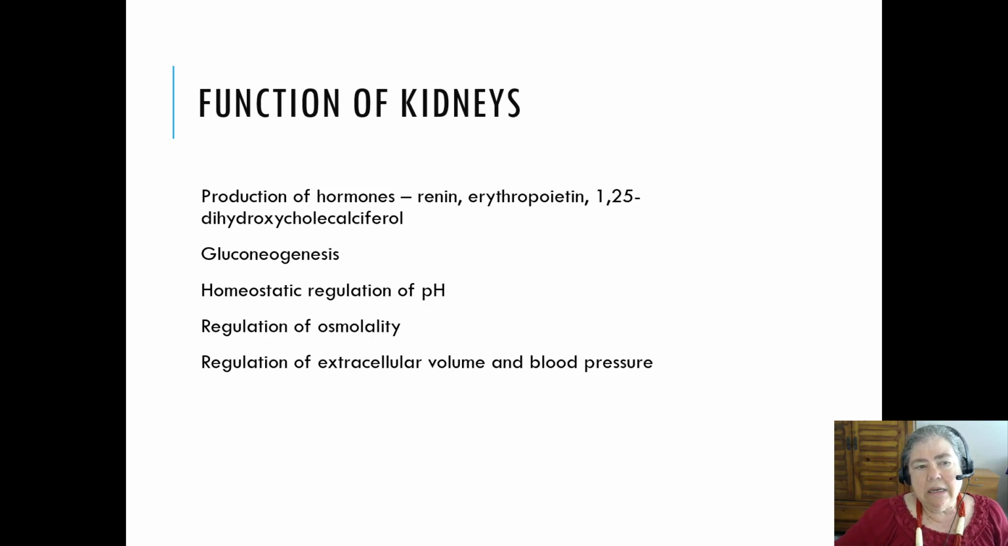And the kidneys activate vitamin D into the hormone 1,25-dihydroxycholecalciferol. Say that 3 times fast. In addition, along with the liver, the kidneys are able to engage in the production of glucose from non-carbohydrate substrate. So some lipids and some amino acids can be turned into glucose. That's primarily done in the liver when sugars are low and glucose is required, but it can also be accomplished in the kidneys.